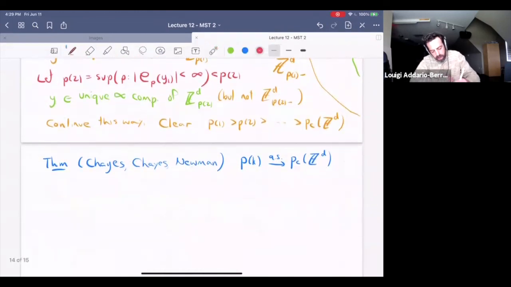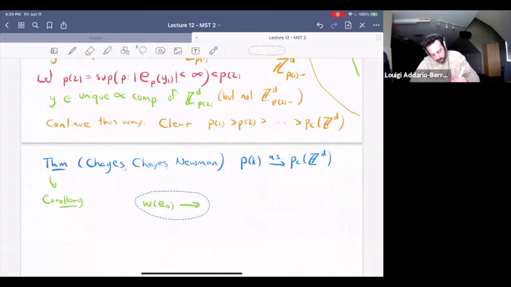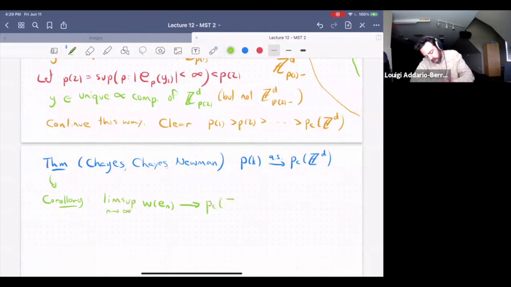So another way to say this, or at least a corollary of this, is that if we write W_{e_n} as the weight of the nth edge explored by Prim's algorithm, then the lim sup of W_{e_n} converges to the critical probability. Okay.